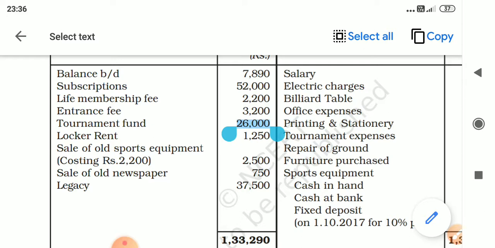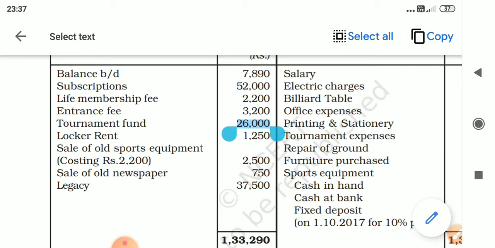Any income relating to tournament fund will be added to this fund on the liability side of the balance sheet, and any expenses relating to tournament fund will be subtracted from tournament fund in the balance sheet. That is the rule. However, if the expense is more than the tournament fund, the fund will become zero on the liability side of the balance sheet, and the excess of expenditure, only the difference amount, will appear on the expenditure side of income and expenditure account.